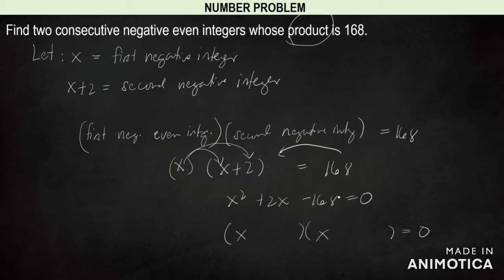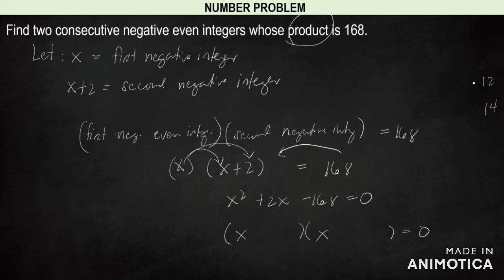So 8 is the last digit, so that means the factors could be 2 and 4. The last digits might be 2 and 4. Say we only have 100, so that means we have the tens place only. We have 1 here. So 12 times 14 is equal to 168. But the sum here must be positive 2.